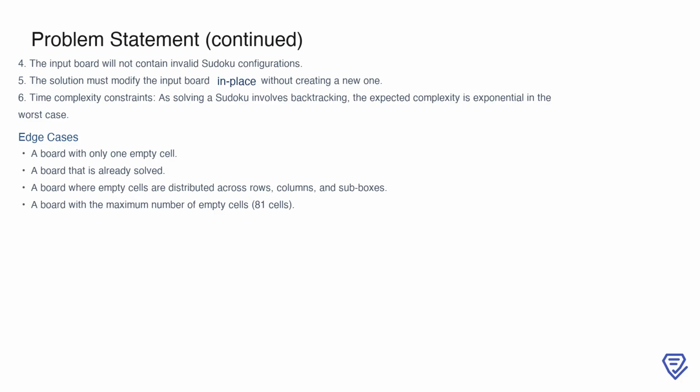While the algorithm's time complexity is exponential in the worst case due to the backtracking approach, it is still effective for practical Sudoku puzzles. Edge cases to consider include boards that are already solved, boards with only one empty cell, or boards with the maximum number of empty cells, which is 81. Handling these scenarios correctly ensures the robustness of the solution.